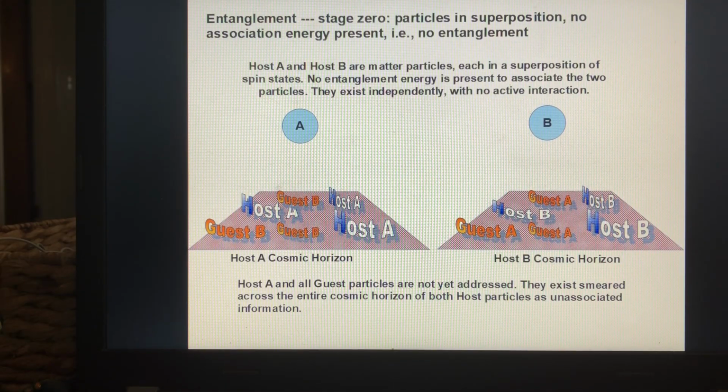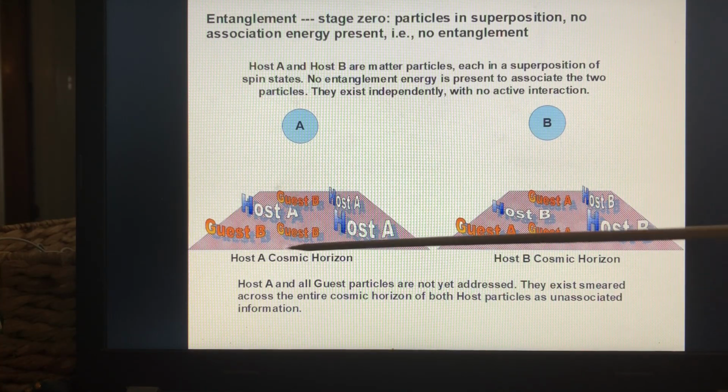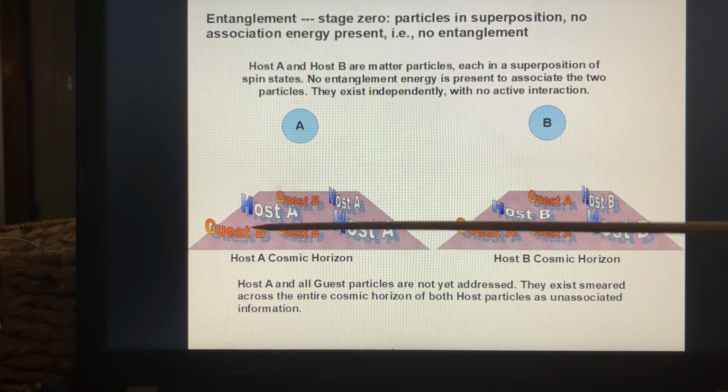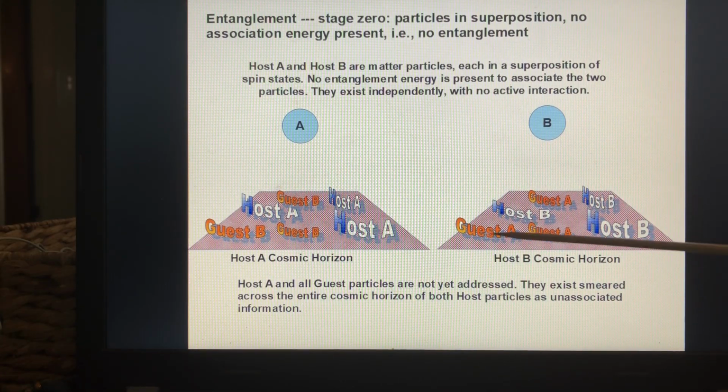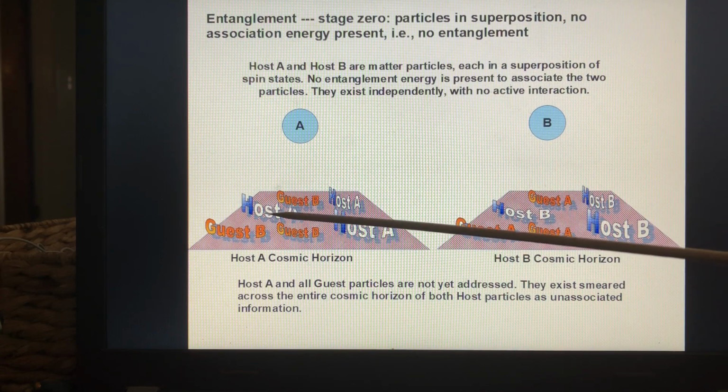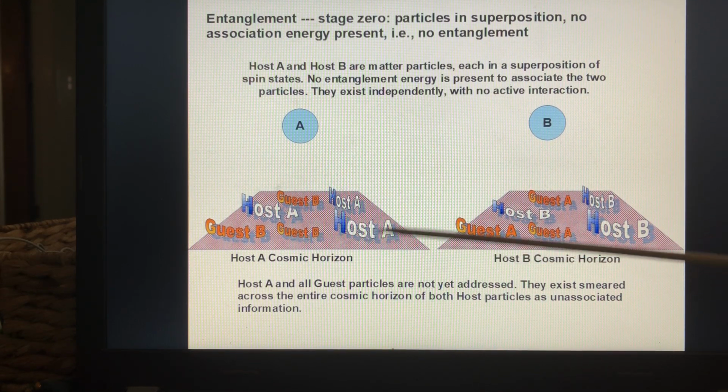Stage 0, particles in superposition, no association energy present, i.e. no entanglement. So here I have host A's cosmic horizon. Remember though, it's a sphere, but we're just taking a piece here. And we have B using host B's cosmic horizon. And you can see we have host A information that's holographically encoded, so it's everywhere.